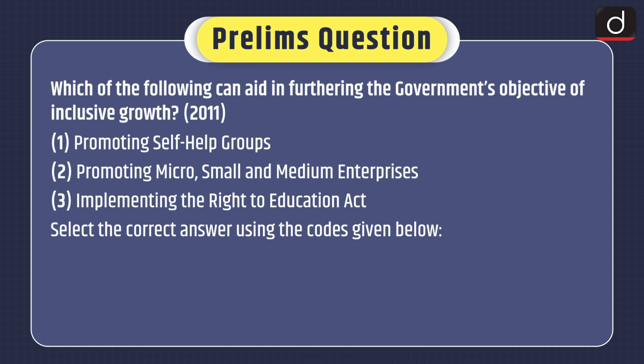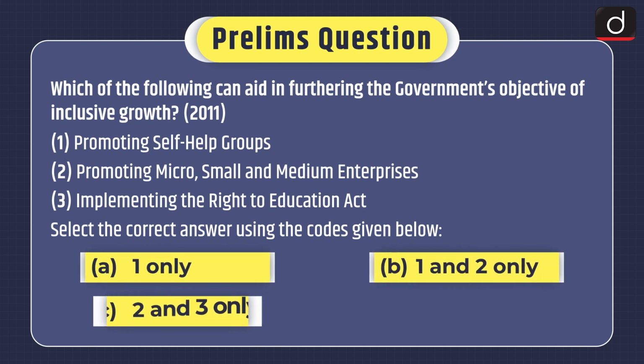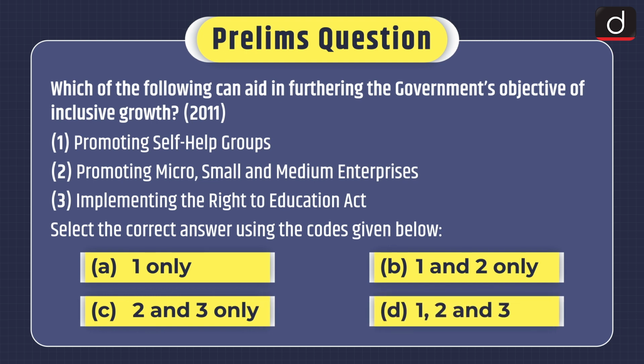Promoting micro, small and medium enterprises. 3. Implementing the Right to Education Act. Select the correct answer using the codes given below. 1 only, 1 and 2 only, 2 and 3 only, or 1, 2 and 3.